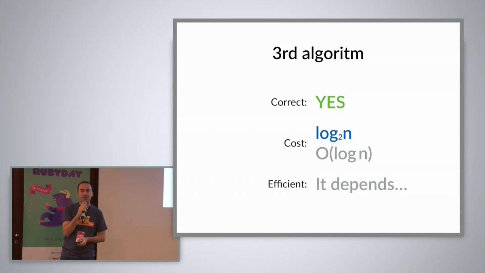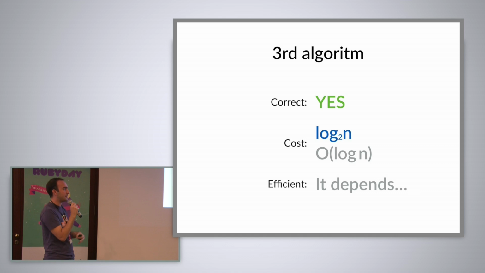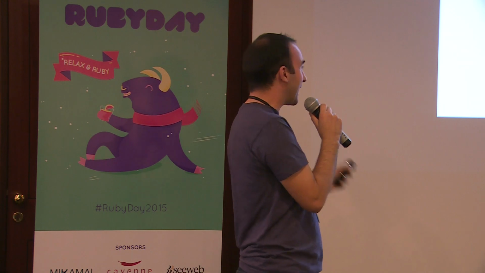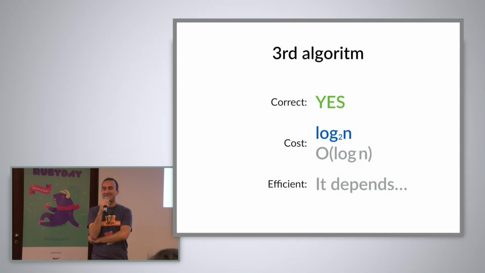What's the cost? So here the cost is logarithmic scale of 2. And I'm not going into the details. If you're interested in learning more, I can explain that to you, but it will take a little bit more mathematical explanation. But the cost in terms of big O notation is log of n. Okay, that's the label we use for the third algorithm. Is it efficient?